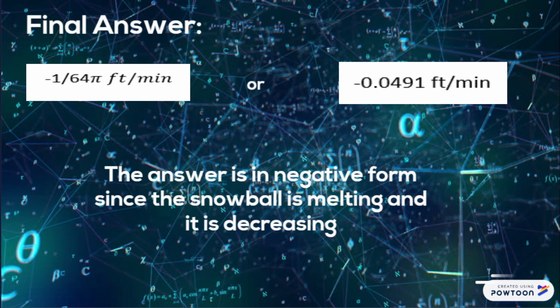Therefore, the final answer is negative 1 over 64 pi feet per minute. It is in negative form since the snowball is melting and it is decreasing.